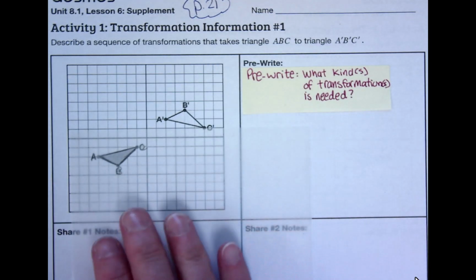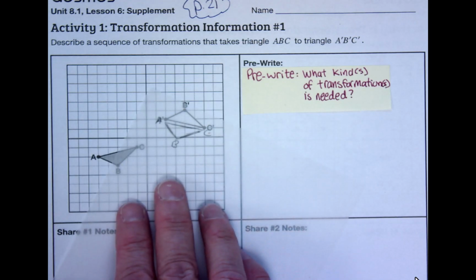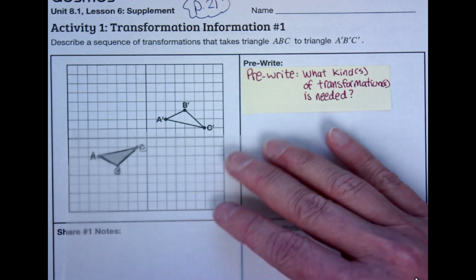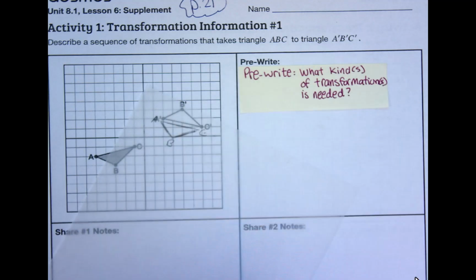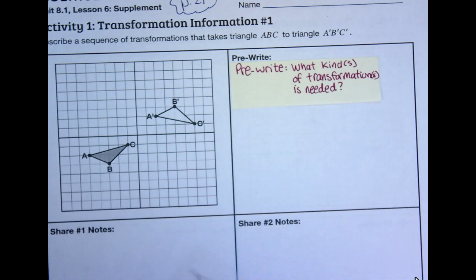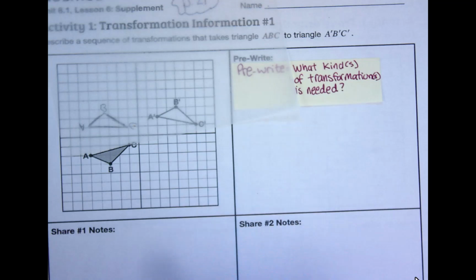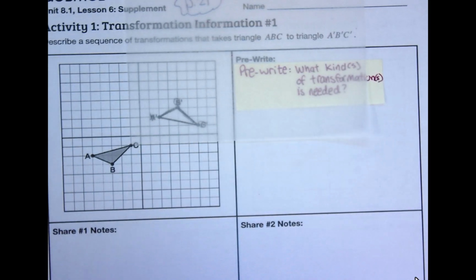And you can experiment around with it a little bit. It looks like I'm going to have to flip it over at some point. Okay, I know I have to flip it over because I see that B needs to sit on top of B prime. So let me try flipping it over. I know that would be a reflection. And then it looks like I could just translate it to the right. I'm going to try that.